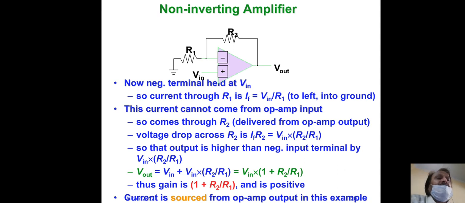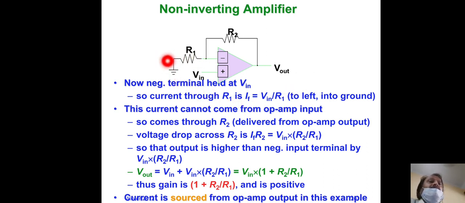Next is the non-inverting amplifier. Non-inverting means you are applying the input voltage Vin to the positive, non-inverting terminal. The inverting terminal is grounded, and the non-inverting terminal is the input terminal. So Vin is applied to the positive terminal of the op-amp, so it is called a non-inverting amplifier.